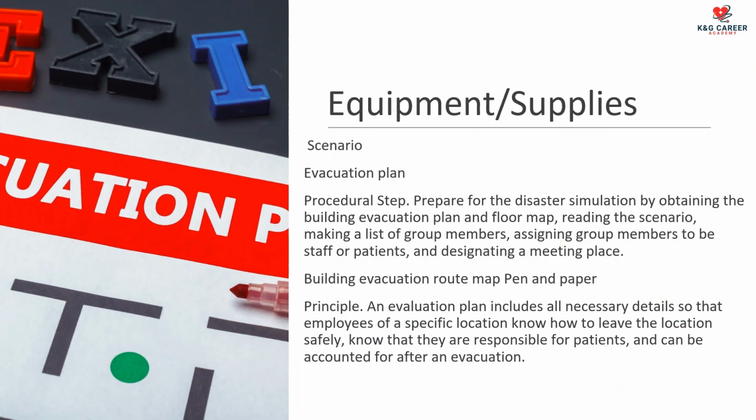Equipment or supplies: scenario, evacuation plan. Procedural step: prepare for the disaster simulation by obtaining the building evacuation plan and floor map, reading the scenario, making a list of group members, assigning group members to be staff or patients, and designating a meeting place. Building evacuation route map, pen and paper. Principle: an evacuation plan includes all necessary details so that employees of a specific location know how to leave the location safely, know that they are responsible for patients, and can be accounted for after an evacuation.